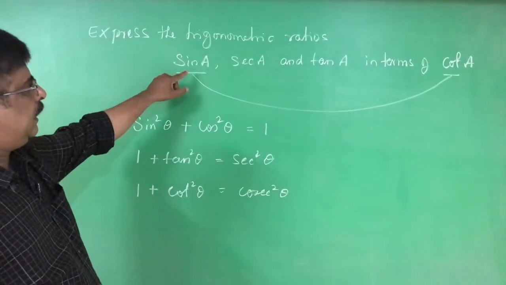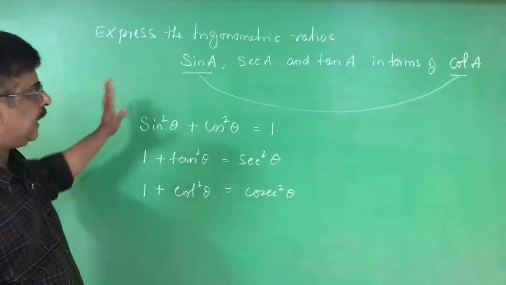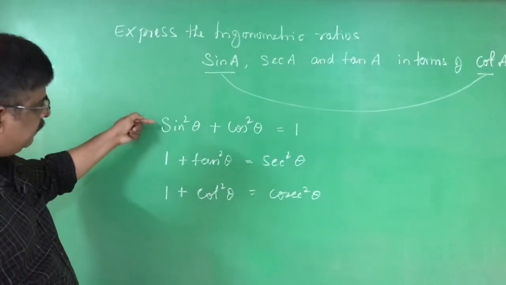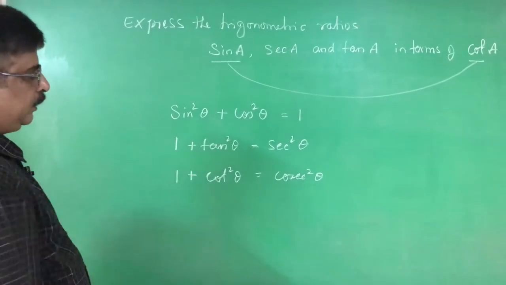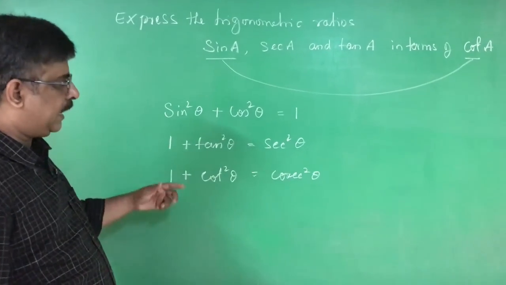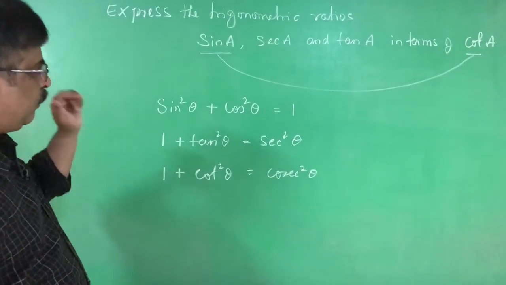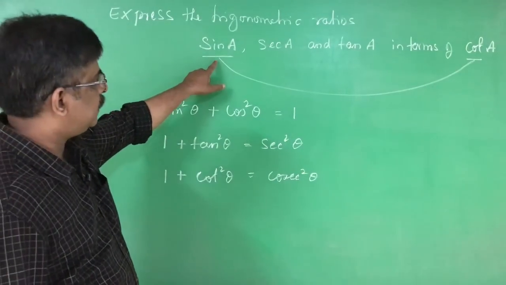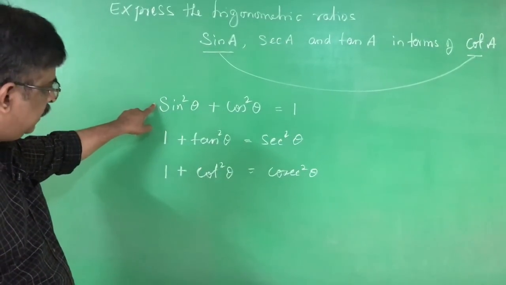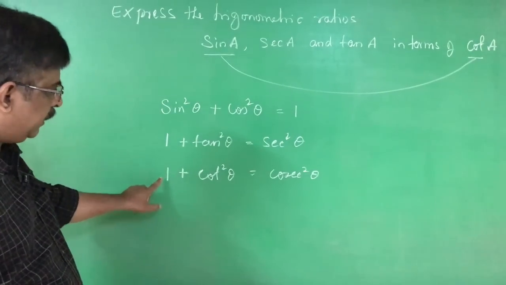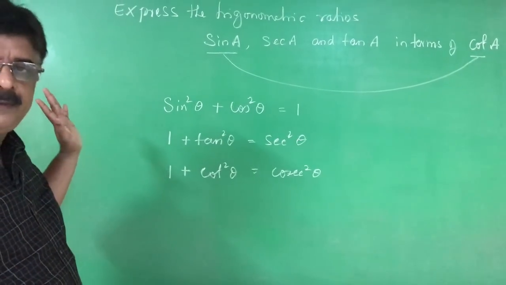Now, tell me, sine and cot I wanted to relate. Which one of the identities can I use? That is the skill you have to develop to solve the problems of trigonometrical identities. I wanted to get a relationship between sine and cot. Can I use this? Can I use this? Which one? That you have to think.